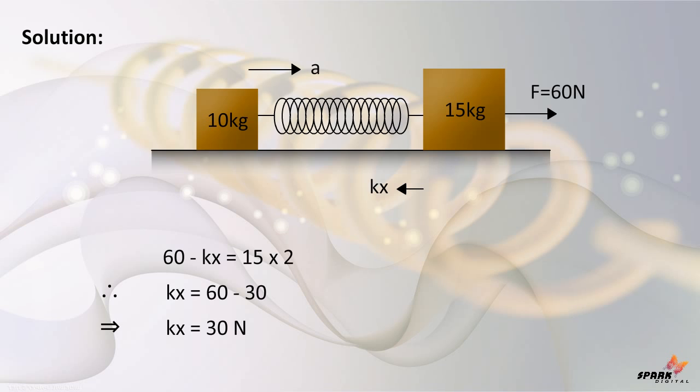Let us apply equation of motion for 10 kg block. Here, Kx is equal to m into a. We have already derived the value of Kx using equation of motion on 15 kg block. Hence, we get 30 is equal to 10a. Therefore, a is equal to 30 upon 10. That is 3 meter per second square.